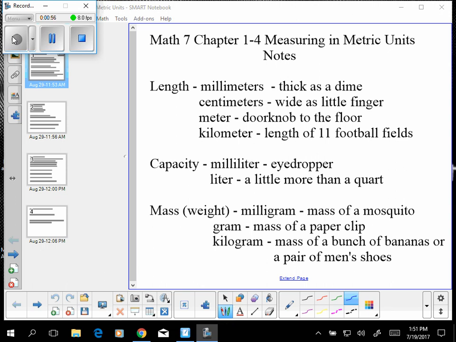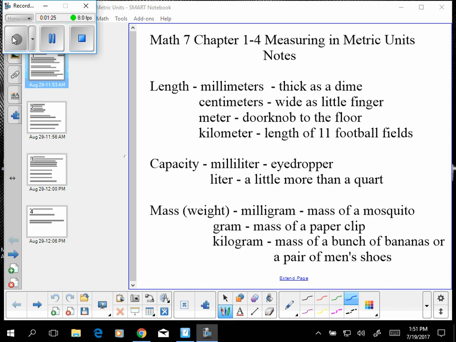It's 11 football fields, if you can imagine that. It is, however, shorter than a mile. It's a little more than 2/3 of a mile. In capacity, we have the milliliter. If you can think about the eyedroppers that we use in science, that holds a milliliter. A liter, however, is quite a bit bigger. It's about like a quart. It's just a little bit bigger than a quart.